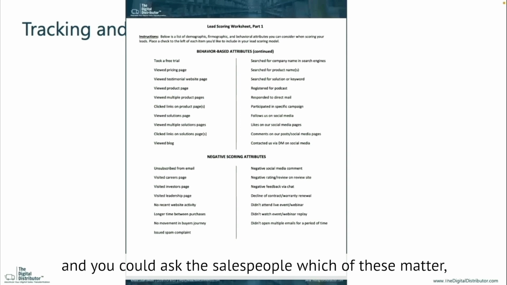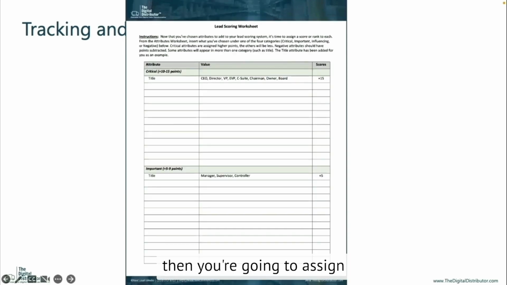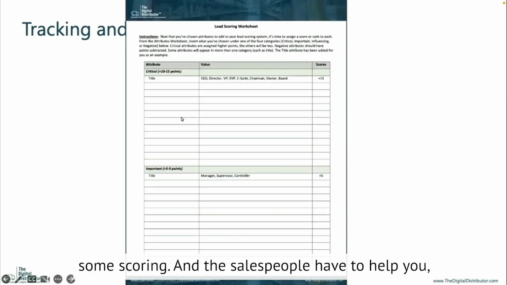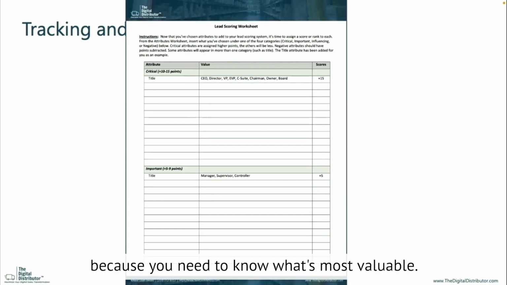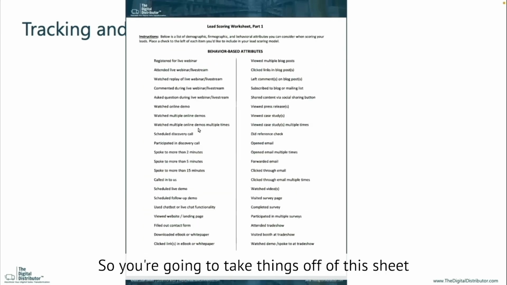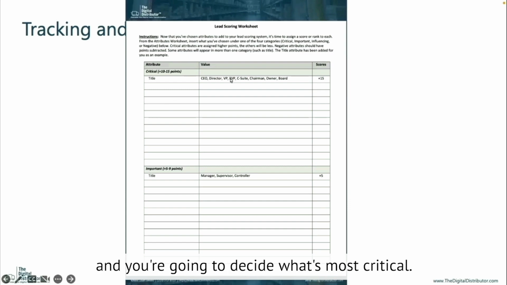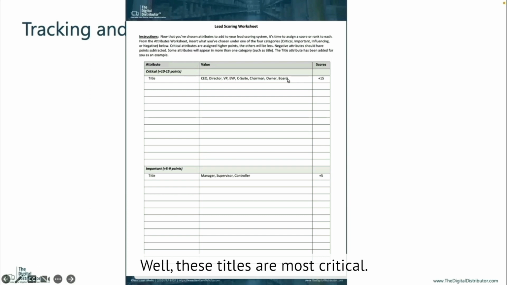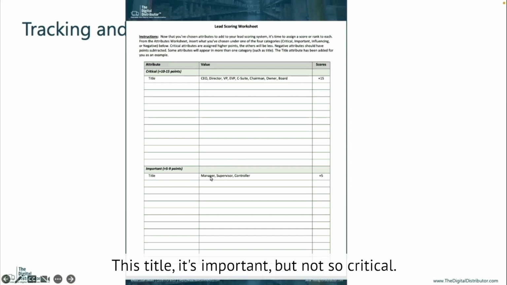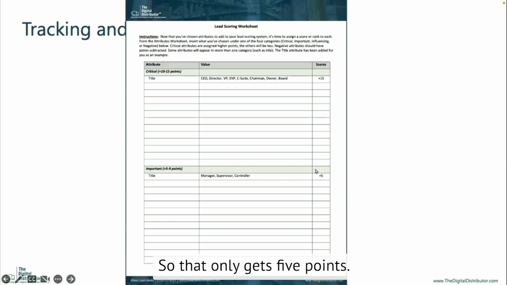So once you know which ones of these matter to your company, to your sales team, and you could ask the salespeople which of these matter, then you're going to assign some scoring. And the salespeople have to help you because you need to know what's most valuable. So you're going to take things off of this sheet and move them over to this sheet, and you're going to decide what's most critical. Well, these titles are most critical. This title, it's important, but not so critical. So that only gets 5 points. This guy's getting 15 points.